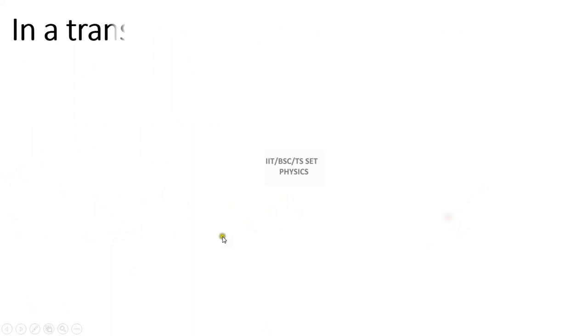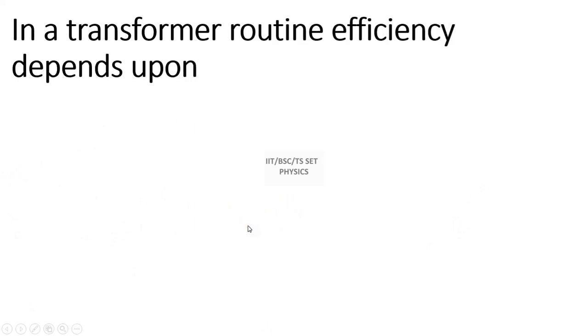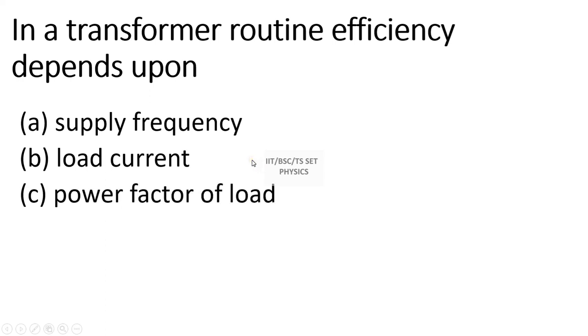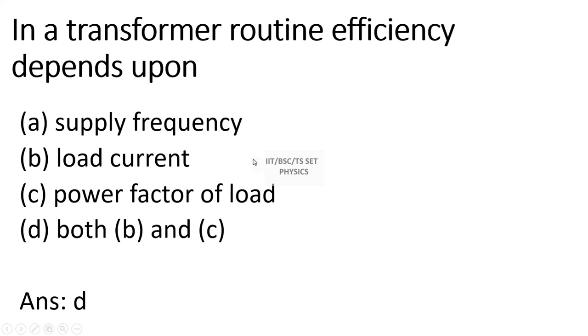Next question. In a transformer, efficiency depends upon A. supply frequency, B. load current, C. power factor of load, D. both B and C. Answer is D, load current and power factor of the load.